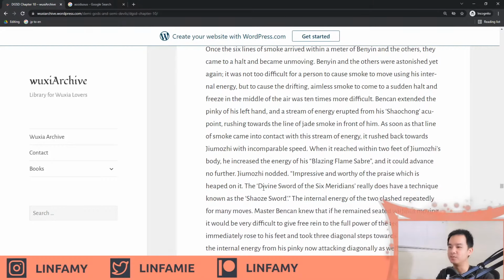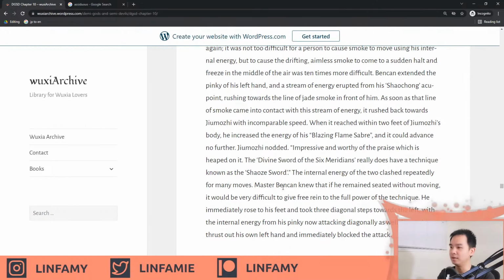As soon as that line of smoke came into contact with this stream of energy, it rushed back towards Jiu Mozi with incomparable speed. When it reached within 2 feet of Jiu Mozi's body, he increased the energy of his blazing flame saber, and it could advance no further. Jiu Mozi nodded. "Impressive, and worthy of the praise which is heaped on it. The divine sword of the 6 meridians really does have a technique known as the Shaozi sword."